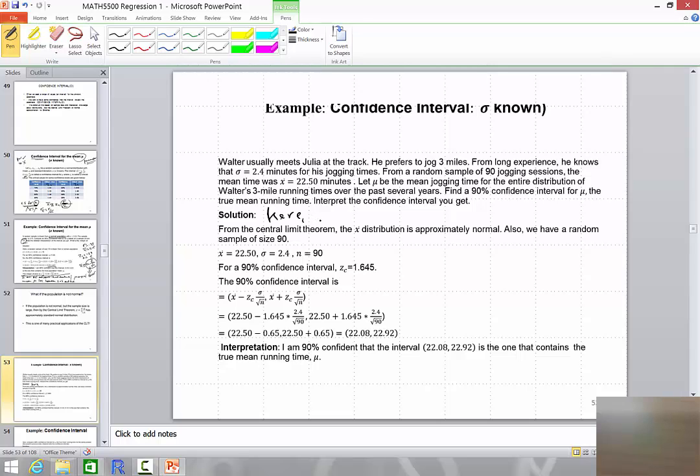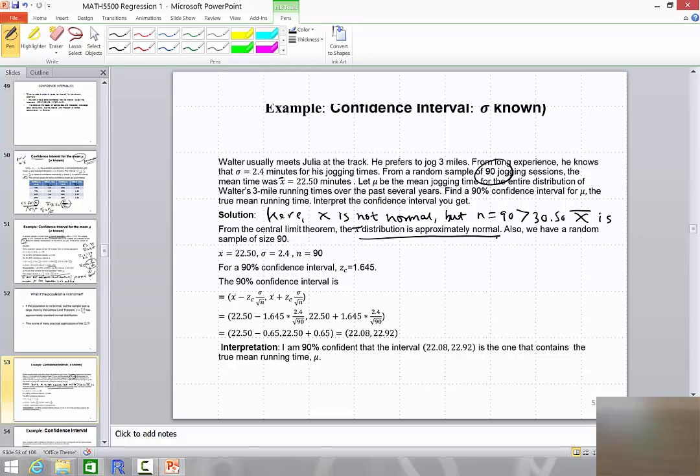Here, the jogging time x is not normal, but n is equal to how much? 90. n is greater than 30, right? So x bar is approximately normal. Here x is not normal, the problem does not say x is normal. But remember, the sample size is 90, which is way bigger than 30. That means we can consider that x bar is not exactly, but approximately normal. This is x bar, this is x bar as well.